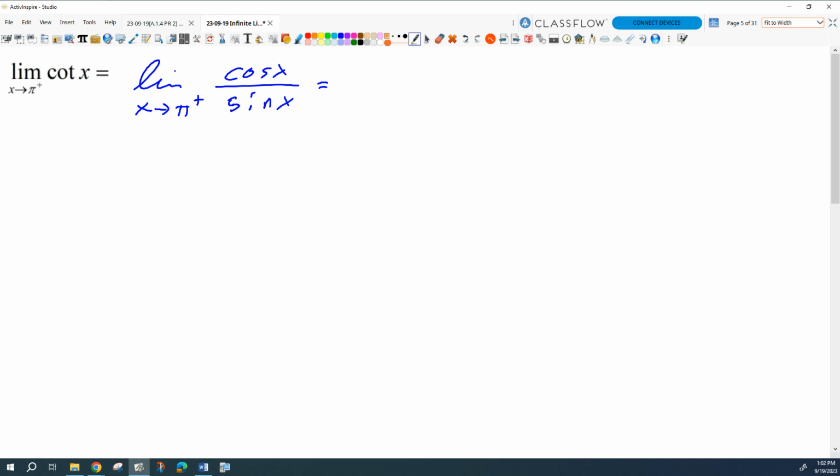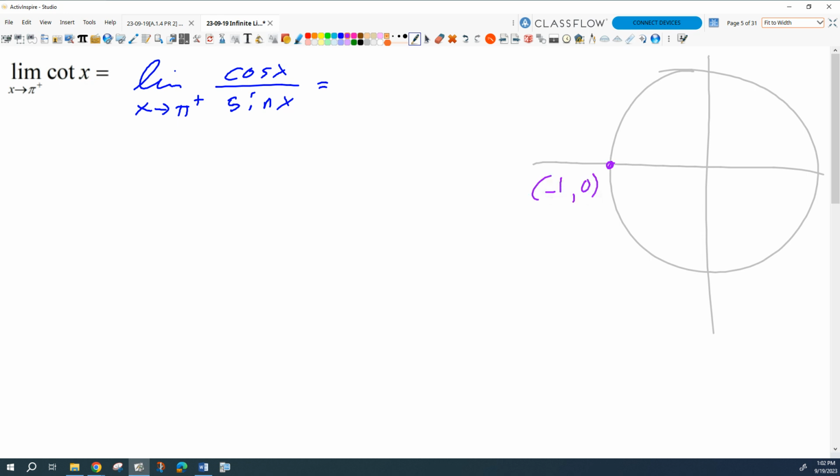How come? Think unit circle. Where is pi on the unit circle? Right there, isn't it? Cosine is the x coordinate, which is 1 or -1, right? The coordinates at this point are -1, 0. Okay, good. So we get -1 on the top. Now, what about the bottom? What's the sine of x as x approaches pi from the right?